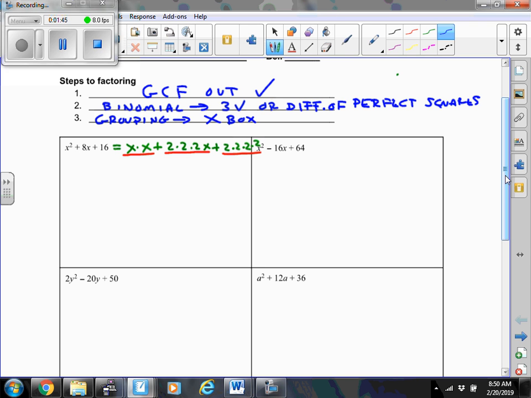By grouping, what I need to do is identify ax squared plus bx plus c. That's the standard form for polynomials. I need a, which is nothing written there, but remember that's a 1 if it's not written. I have my b, which is 8, and c, which is 16. What we're going to do is combine a and c, so we multiply those two together. So 1 times 16 is 16. And then down here, we're going to write b.